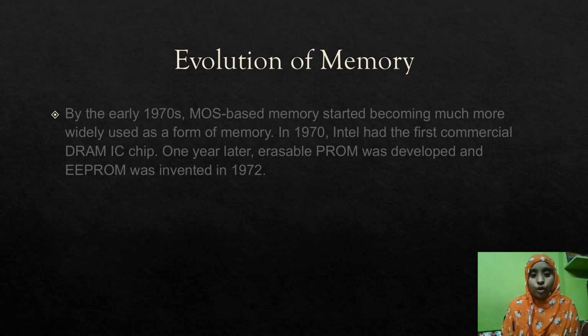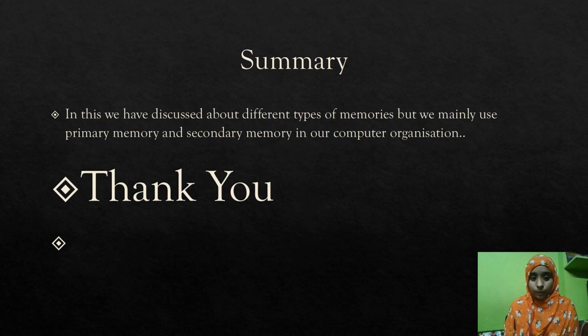In 1970, MOS-based memory started becoming much more widely used as a form of memory. In 1970, Intel made the first commercial DRAM IC chip, integrated circuit chip. One year later, PROM was developed and EEPROM was invented in 1972.